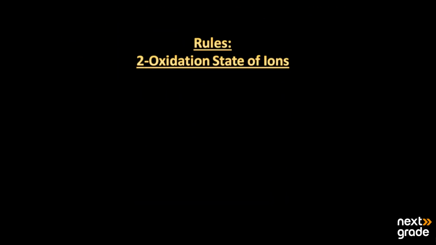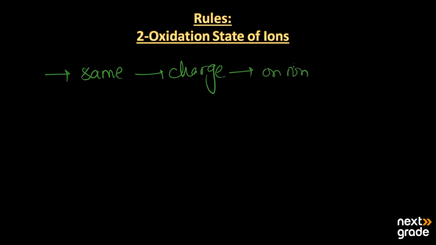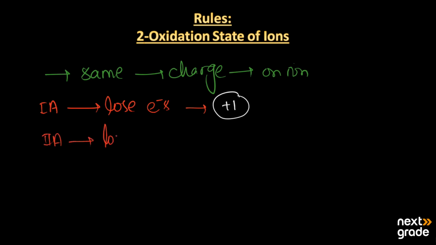You must remember the oxidation state will be 0. Next, the second rule is the oxidation state of ions. The oxidation state of ions will be the same as the charge on the ions. So the ions of group 1A can lose electrons and carry the charge +1, so their oxidation state will be +1. If we talk about group 2A elements, they can lose 2 electrons, so their oxidation state will be +2.